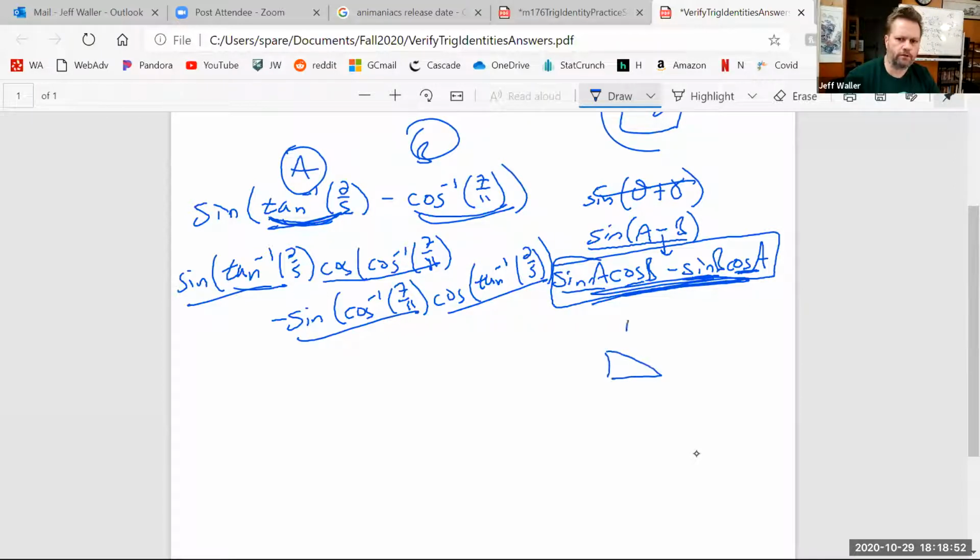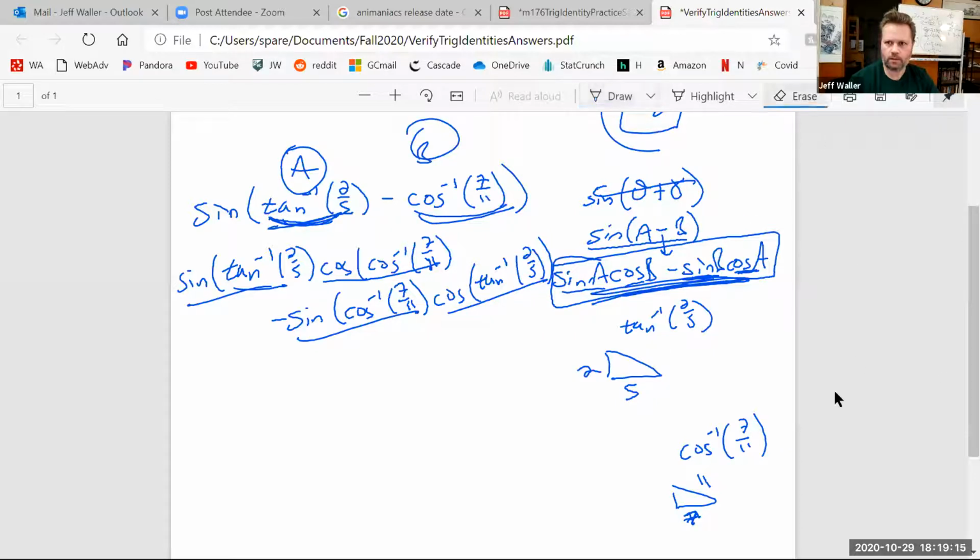So the triangle for the inverse tangent piece will look like this. And the triangle for the inverse cosine piece will look like this. Oh, I'm getting a little low here, sorry. Jeff, what are you doing? I give myself a hard time about that. I don't mind making a mistake if you immediately catch it.